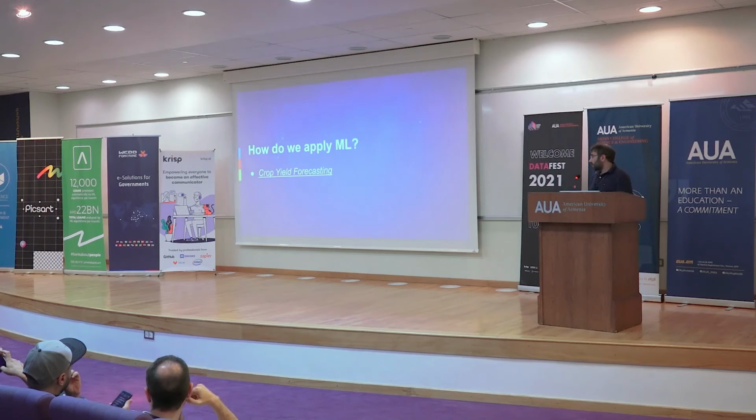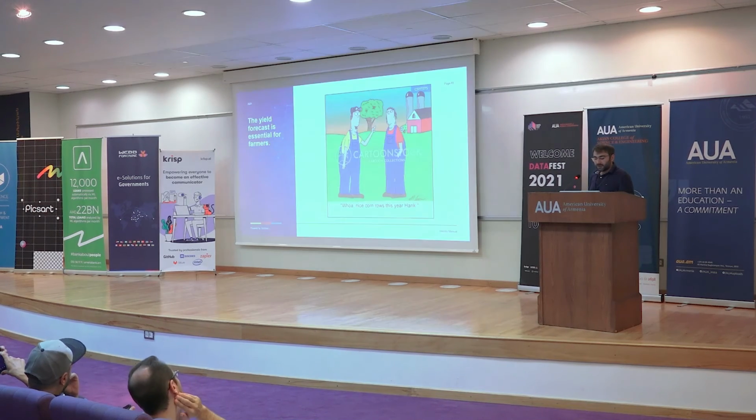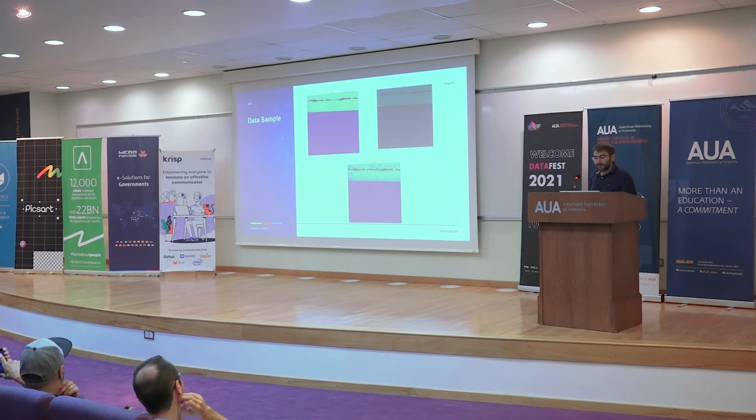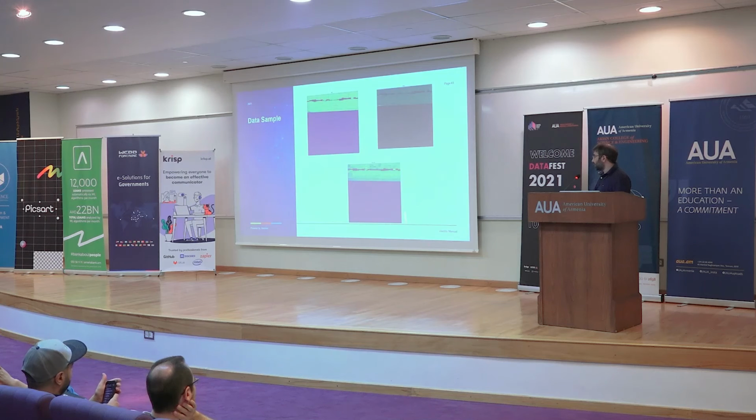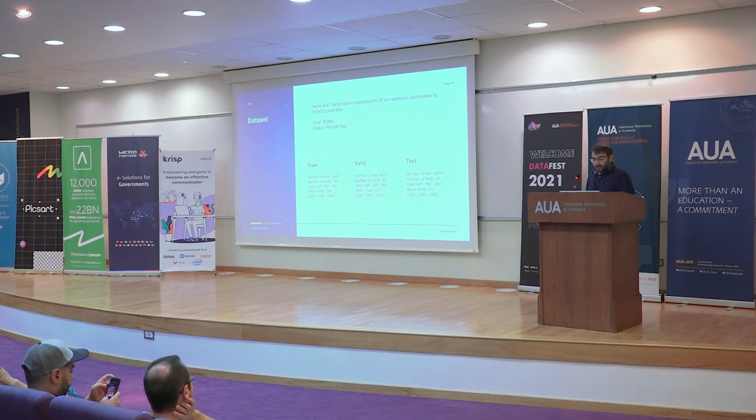Yep, and the last one is crop yield forecasting. So for the farmers, it's essential to know how much crop they will collect at the end. So here you can see a data sample. We have the near infrared and RGB, and we want to predict this harvest map at the bottom. A few words about the dataset. We resampled the dataset to 20 centimeters. We have a tile size of 512, and some words about the train and validation sizes.